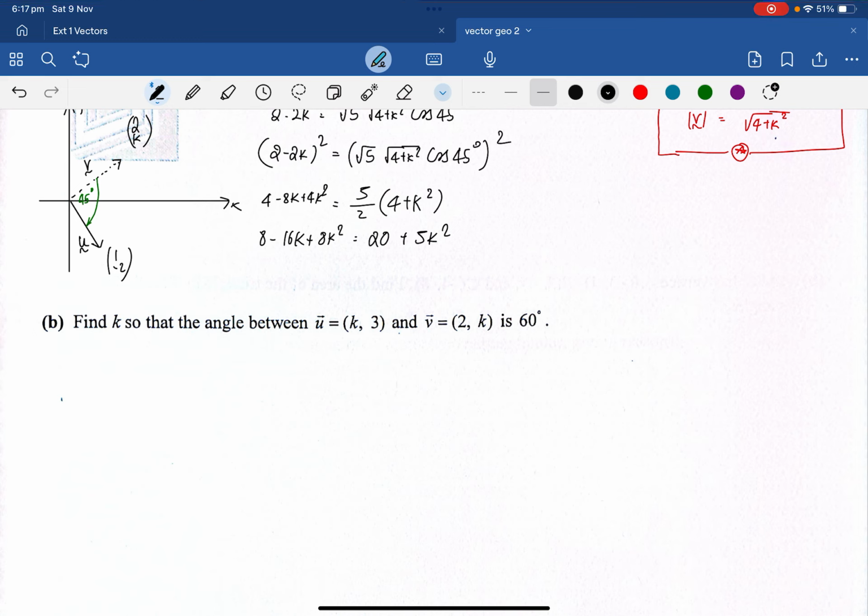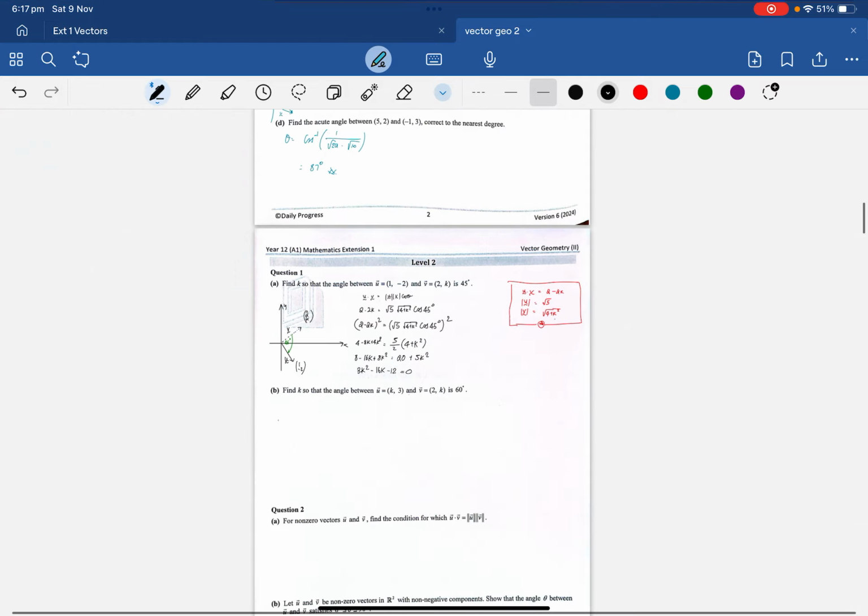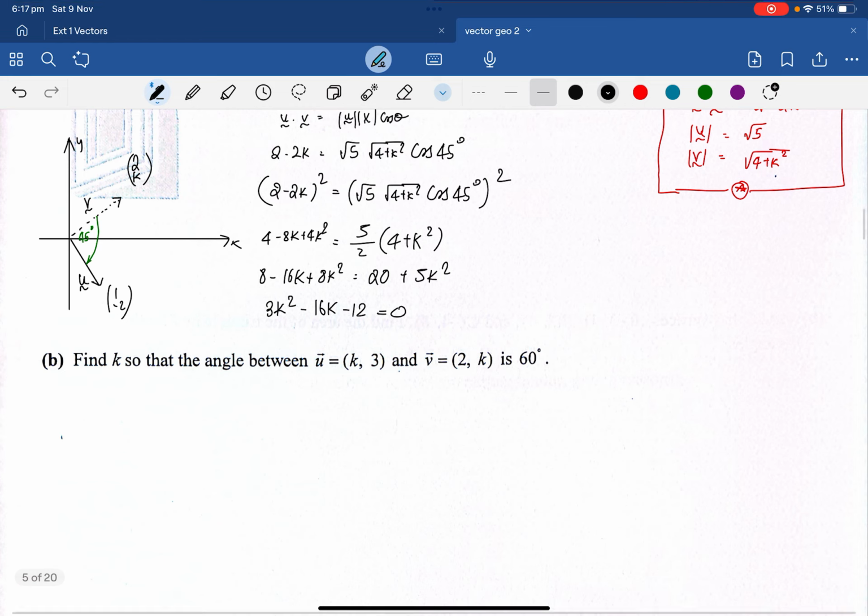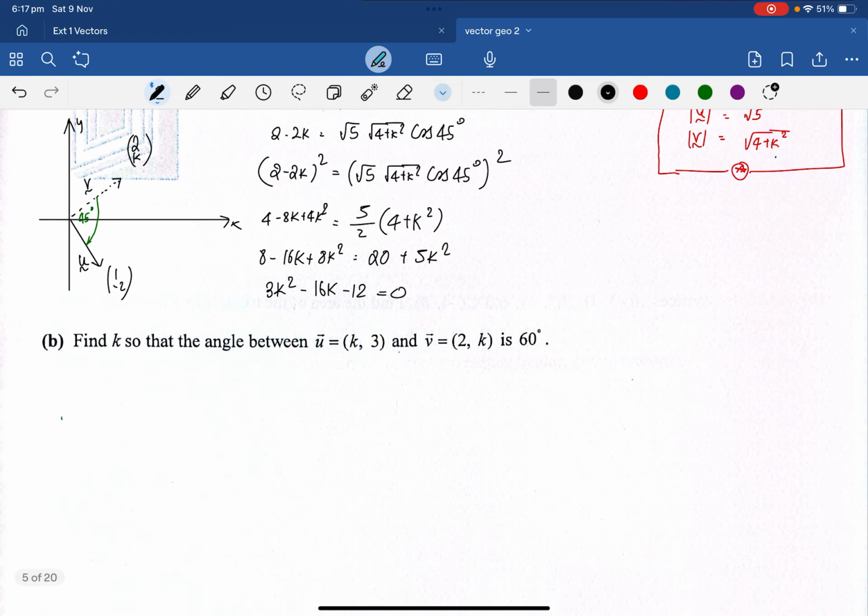So now let's just bring it all to one side and let it equal 0. So 8 minus 20 is minus 12, and 8k squared minus 5k squared is 3k squared. So 3k squared minus 16k minus 12 is equal to 0. Okay? Easy. Now this is just a quadratic that you can solve. So you can apply minus b plus or minus the square root of b squared minus 4ac, using the quadratic formula.